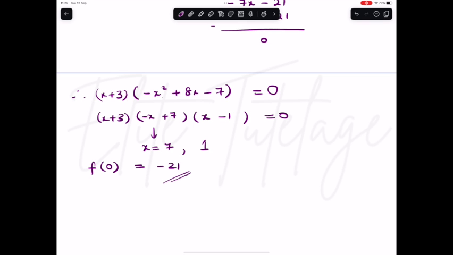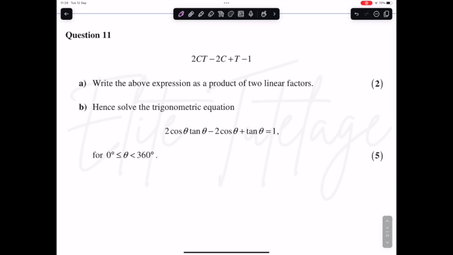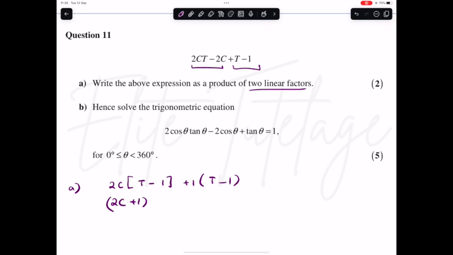So for question number 11, we've got 2ct − 2c + t − 1, and we have to put it in two linear factors. Group them. Okay, so you're going to have 2c outside, which leaves you with t − 1. And you've got nothing common, so t − 1 again. Put them together again: (2c + 1)(t − 1).